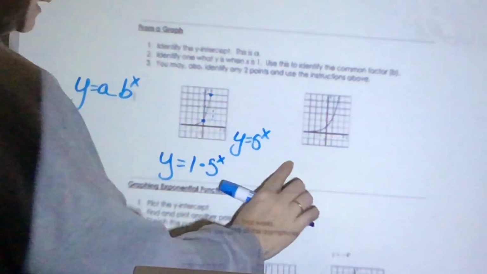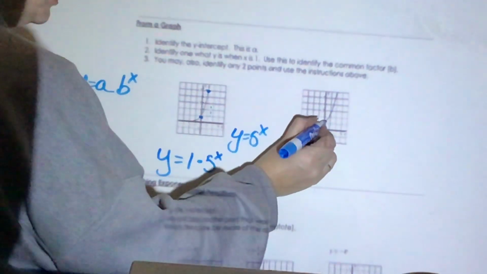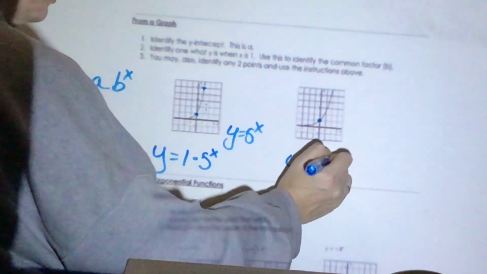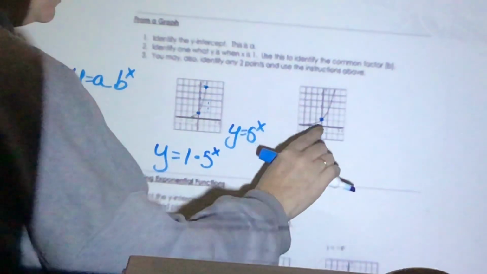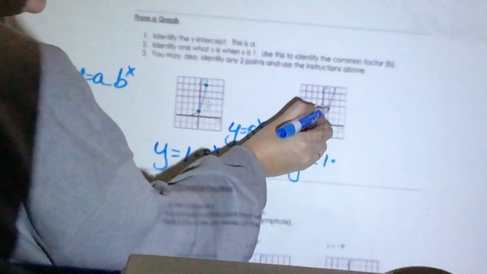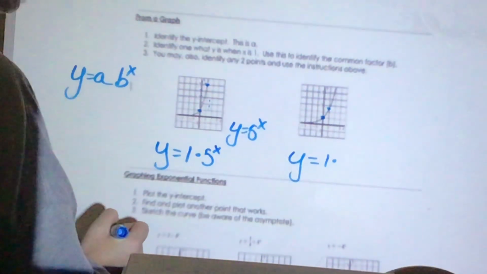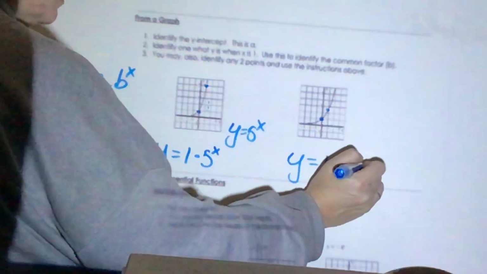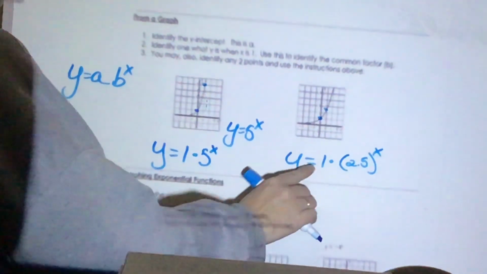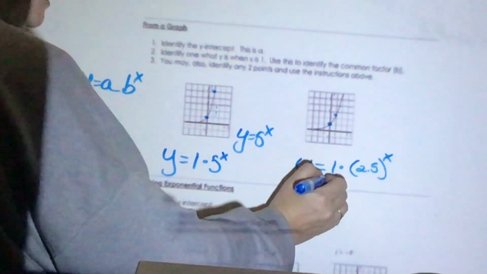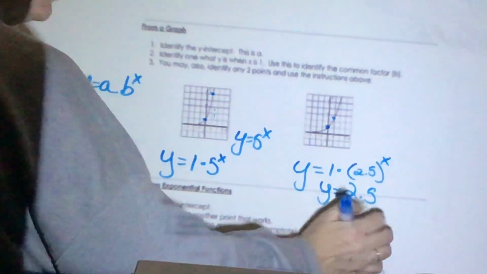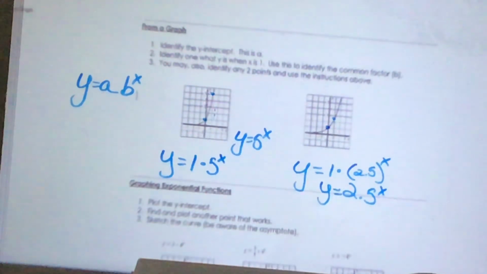For this next one, again, I'm looking for my y-intercept, which again appears to be 1. So I'm going to have y equals 1. And now I want to see what it crosses at for 1 on the x-axis, and it appears to cross at 2.5. Again, these would be labeled for you if this was a test or a quiz. Now this 1 isn't important, it doesn't need to be written there. So you can have y equals 2.5 to the x power.